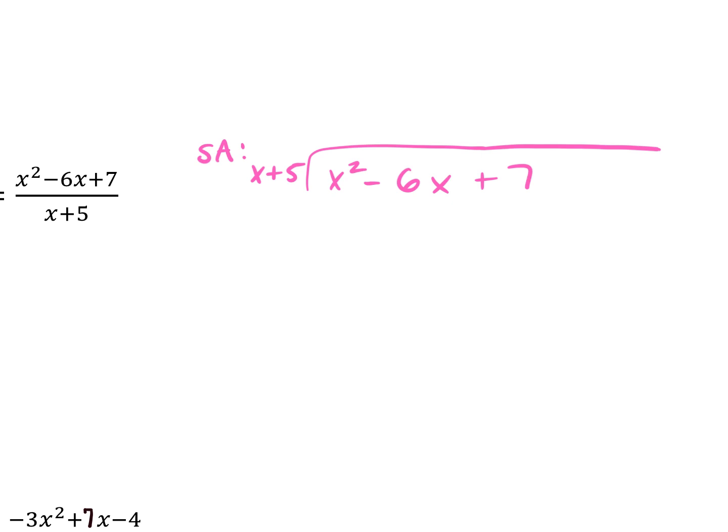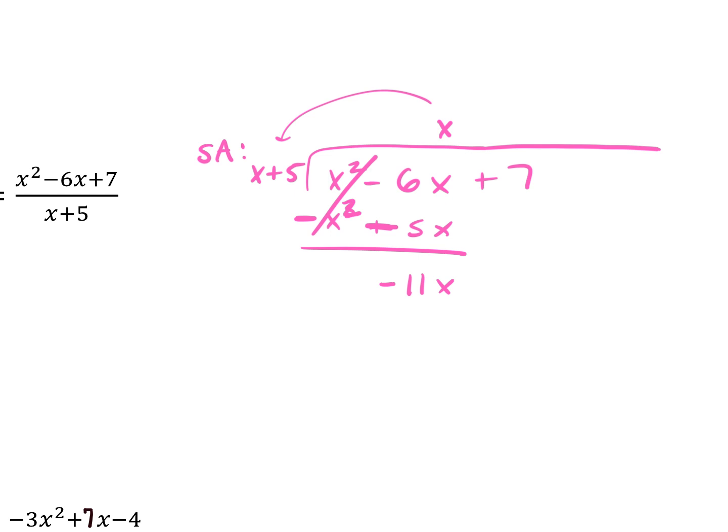So x squared divided by x would be x. Multiply everything out front, we get x squared plus 5x. What do we do next? Change the signs and combine. X squareds cancel. Negative 6x minus 5x would be negative 11x.